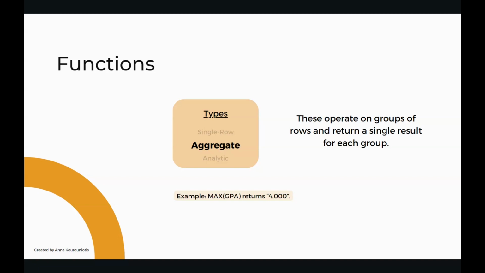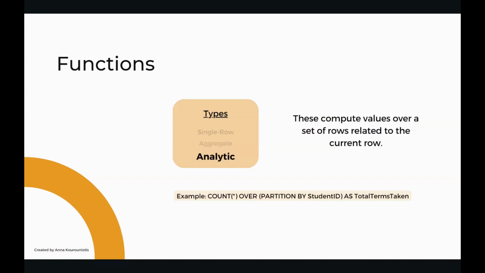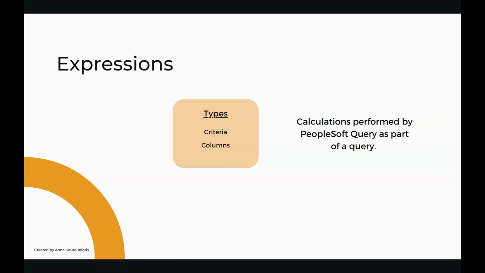Aggregate functions operate on groups of rows and offer a single output. An example is finding the maximum GPA for a group of records. Analytic functions, again, being the most complicated, but also very powerful, compute values over a set of rows that are related to a current row. For example, you can determine the total number of terms taken by each student. The query output will include a column named total terms taken, which represents the total terms taken by each student.